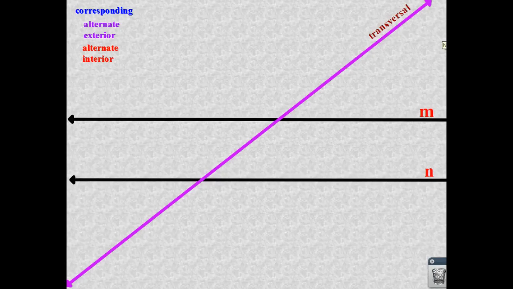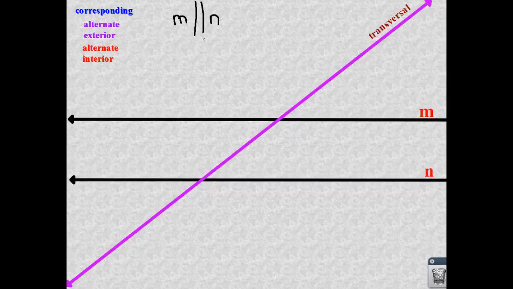So when we're talking about a transversal, the transversal is the purple line that is intersecting two parallel lines. So I'm going to note that we have two parallel lines, and I'll call them line M and N, and the symbol for parallel is such. Okay, now a lot of things happen when we have a line intersect two parallel lines. When the transversal goes through, we create a number of different angles.